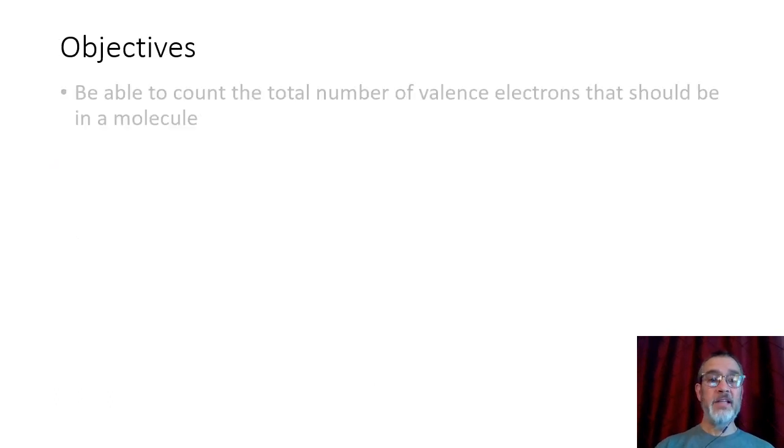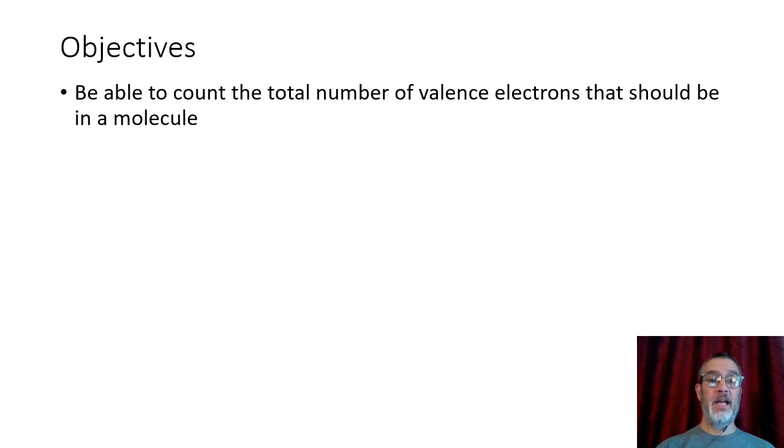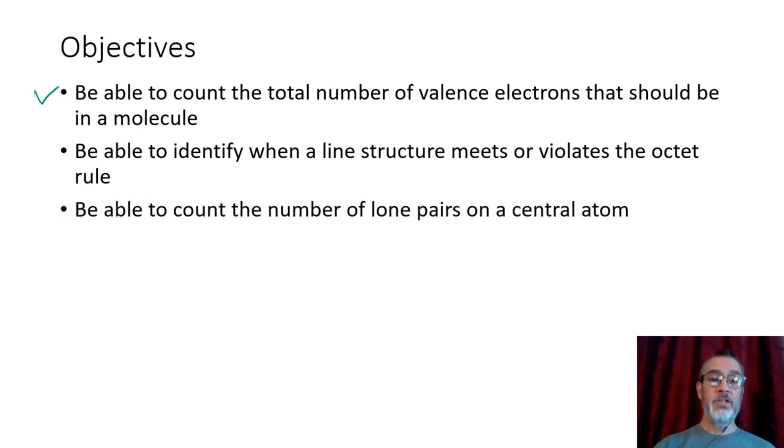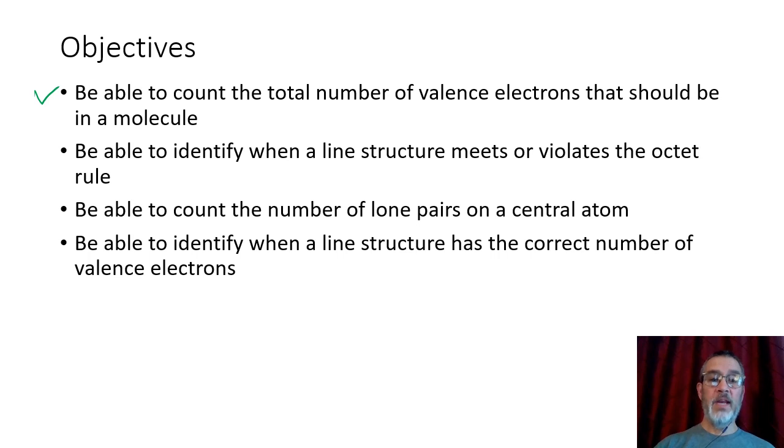So let's see if we've met the objectives. Can you count the total number of valence electrons that should be in a molecule? I hope so. Looking at the periodic table, identifying the valence electrons, and multiplying by the number of each atom, we now can count the number of valence electrons that should be in a molecule. We also can identify when a line structure meets or violates the octet rule, so we've been doing that over several examples. We also can count the number of lone pairs on a central atom, and we saw that the bonding pairs are not counted as lone pairs, but occasionally we will have lone pairs showing up around that central atom. And finally, we can identify when the line structure has the correct number of valence electrons by counting the total number of electrons that should be in the molecule.